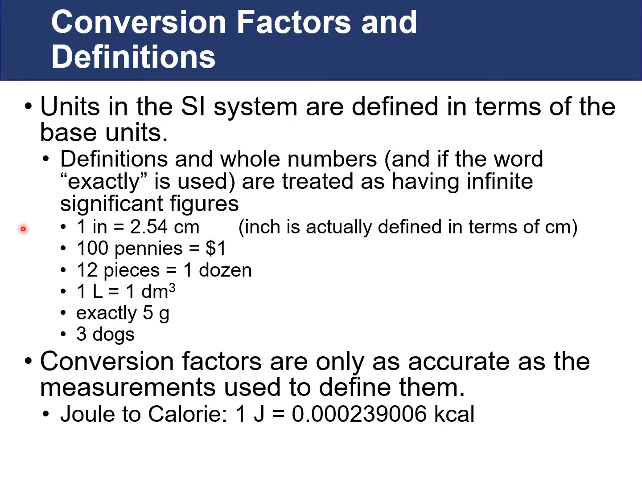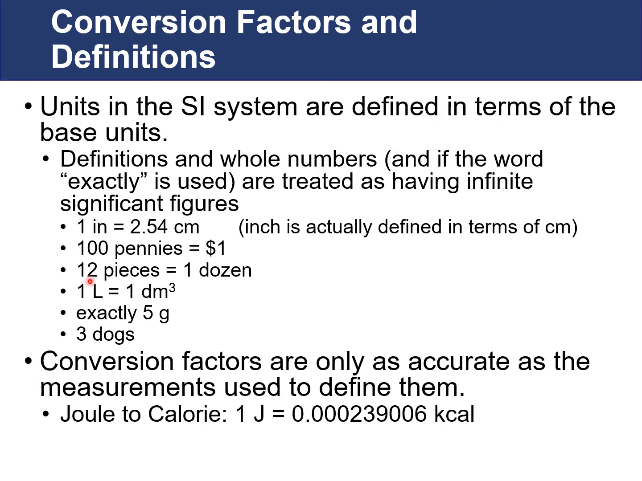An example would be 1 inch is actually defined as being 2.54 centimeters. So if you're using this equality to do a conversion between inches and centimeters, or centimeters to inches, this would not come into play when you're trying to determine the number of significant figures of your end answer. This is to be treated as an exact definition. Similarly, 100 pennies, for example, would be $1. This is an exact definition, so this would not come into play when you're trying to work out your significant figures.